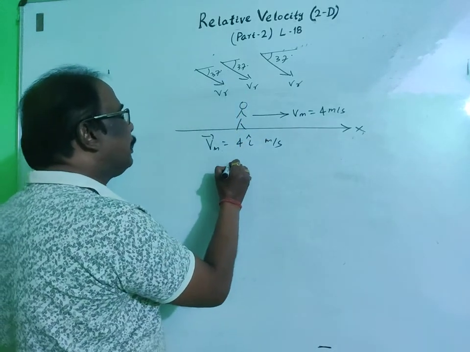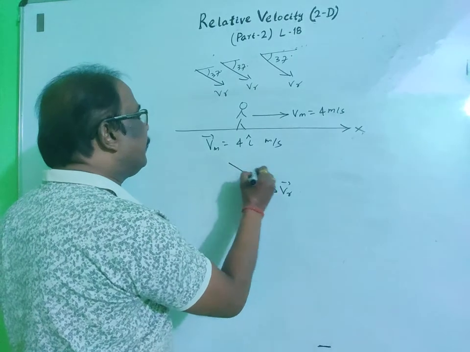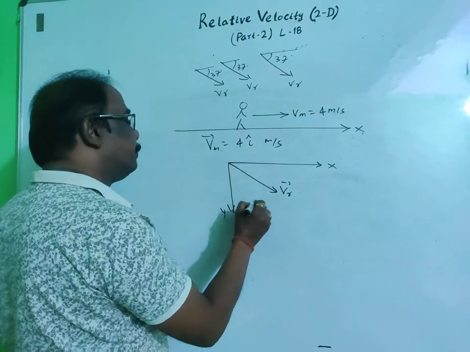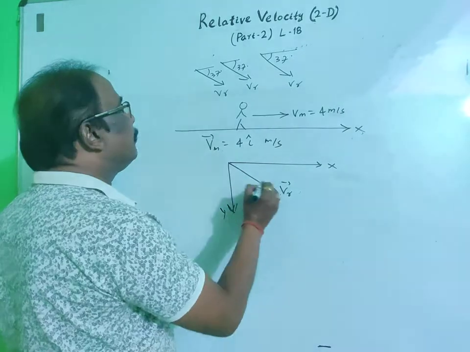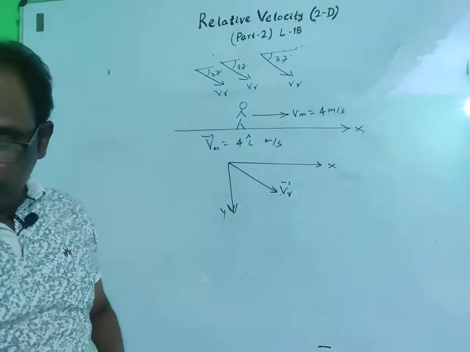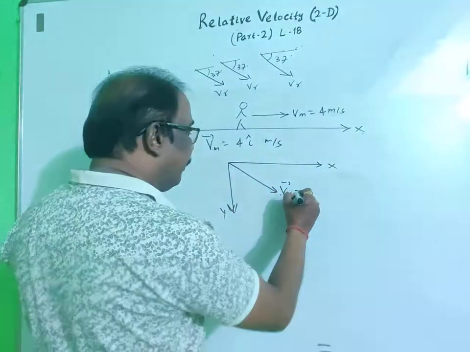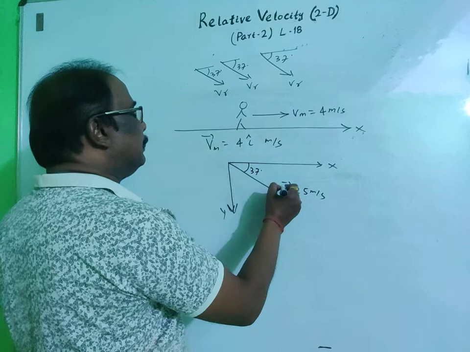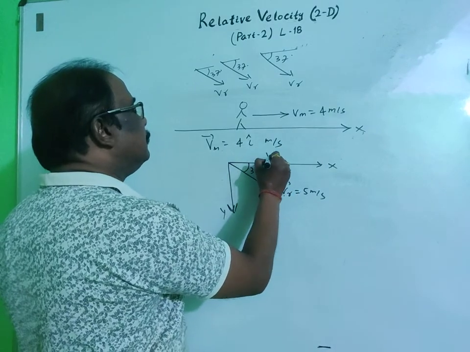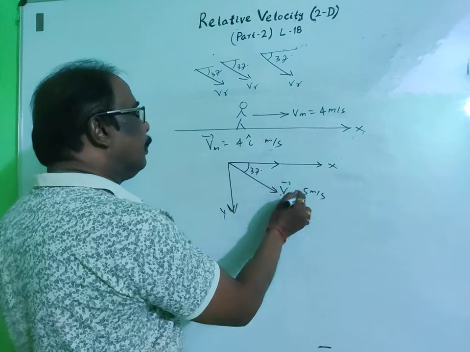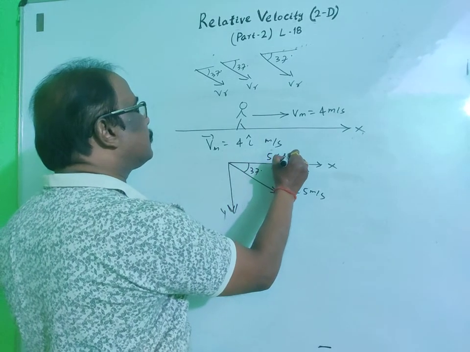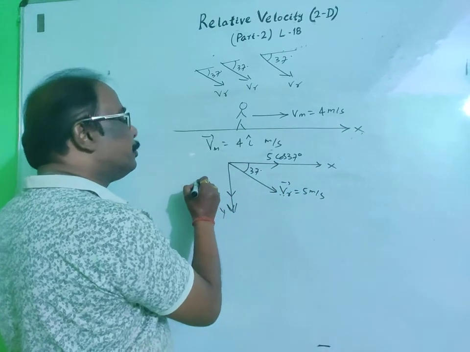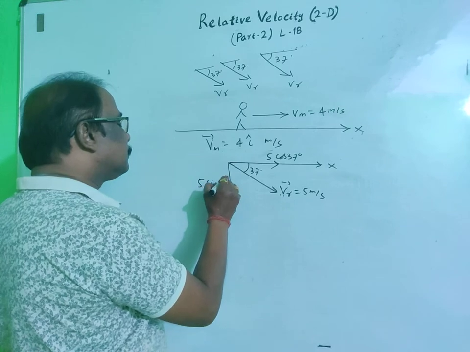Then about velocity of rain. This is velocity of rain. This is along x-axis, this is along y-axis. Then components of velocity of rain. A value should be assigned. Let velocity of rain be 5 meter per second. This angle is 37 degree. Then component of VR along x-axis is 5 cos 37 degree, and component of VR along y-axis is 5 sin 37 degree.